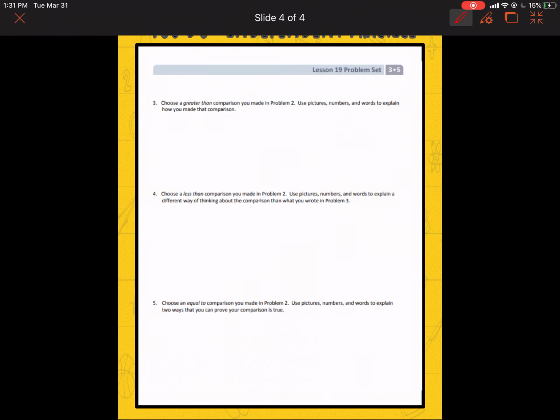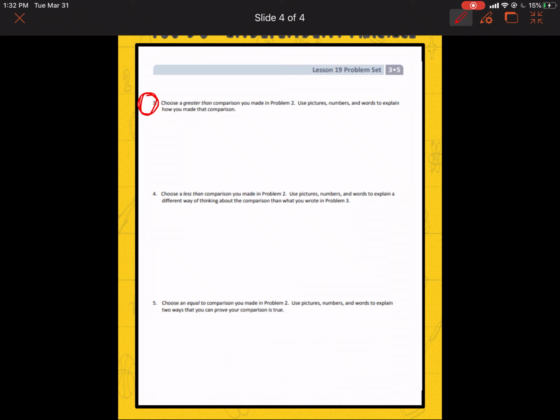Lesson 19 problem set. We're on to the word problems. Choose a greater than comparison you made in problem 2. Use pictures and words to explain how you made that comparison. This one I want you to do on your own. Basically, you're going to look at what you did on the first page, and you're going to draw a picture, use pictures, numbers, or words to explain how you made that comparison.